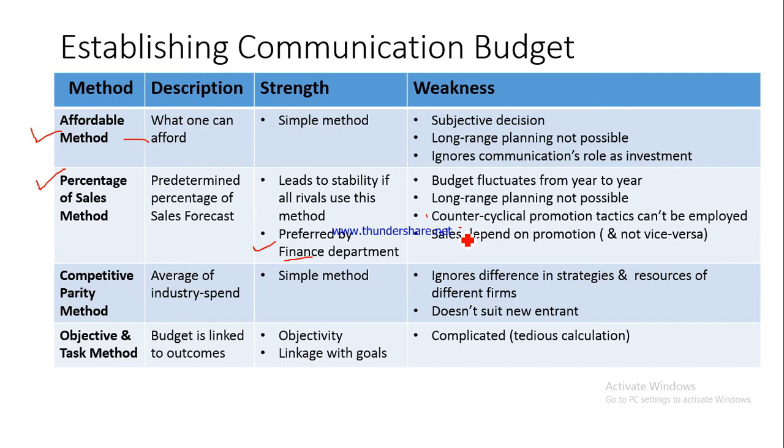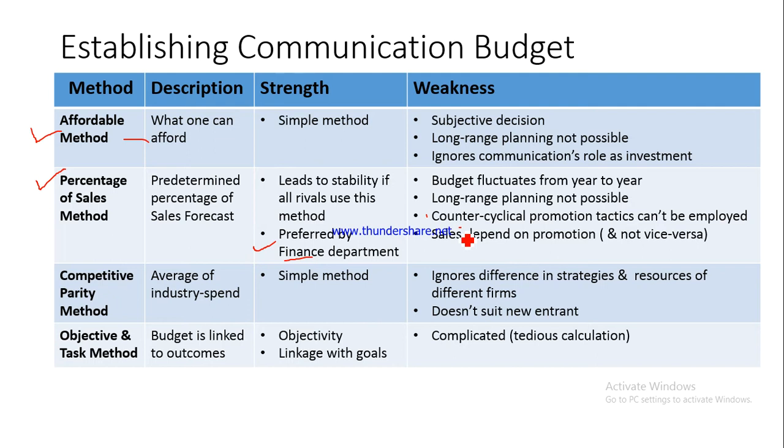Counter-cyclical promotion is whenever there is a decrease in sales. Let's say it's a stage of depression. Now, there is a decrease in sales. Counter-cyclical would mean you increase your communication efforts. You increase your communication expenditure in this kind of a phase. And whenever there is a recovery, whenever the market is looking good, whenever the sales forecast is good, you reduce your expenditure, and it makes a lot of sense.